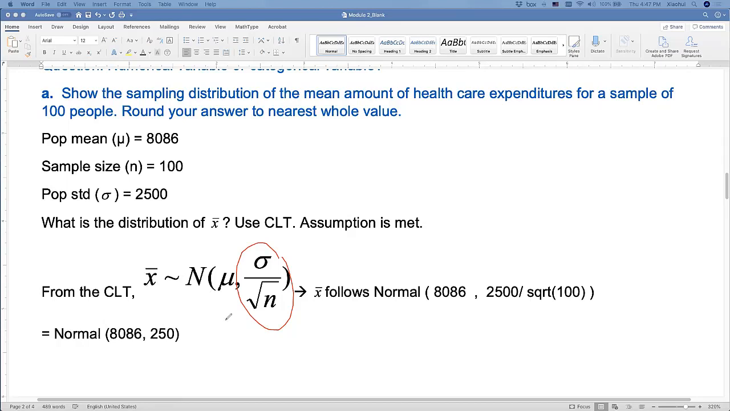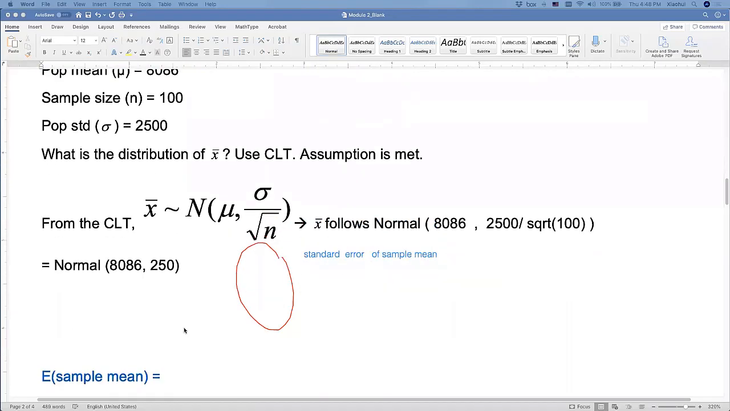If you watched the video, you know it has a different name. What else is this quantity called? Standard error. Great, I'm sure some of you watched the video. Standard error of the sample mean. So this quantity, sigma over square root n, is also called the standard error of the sample mean. It's much easier. Sometimes you see the question refer to the standard error of the sample mean.